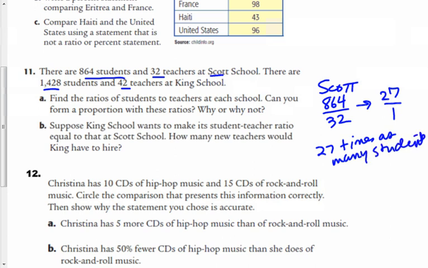If we want, we can figure out what percent of the people in the school are students, and to do that we'd have to total the students plus the teachers. So 864 out of the total 896. Turn that into a percent, and that would tell us what percent of the total people in the school are students.